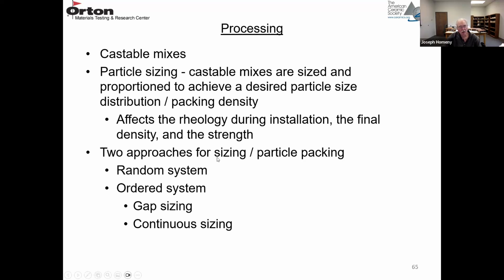So there are two basic ways of putting together a castable: a random system for sizing and particle packing, or an ordered system for sizing and particle packing. The ordered system has two versions. One is gap sized and one is continuous sized.